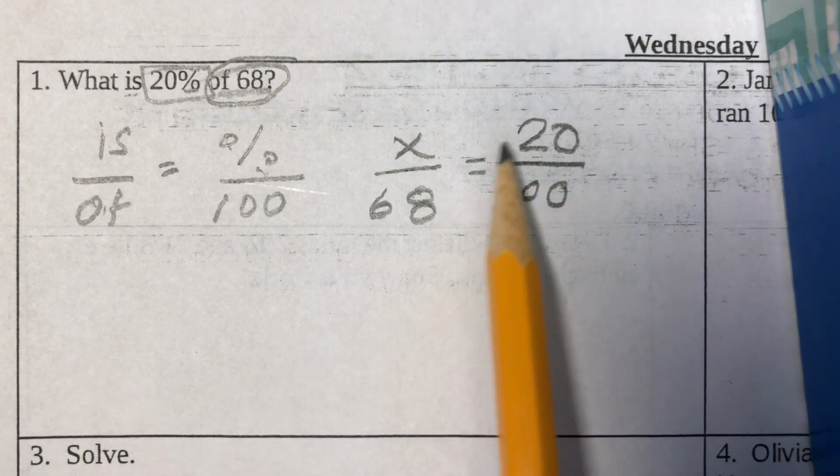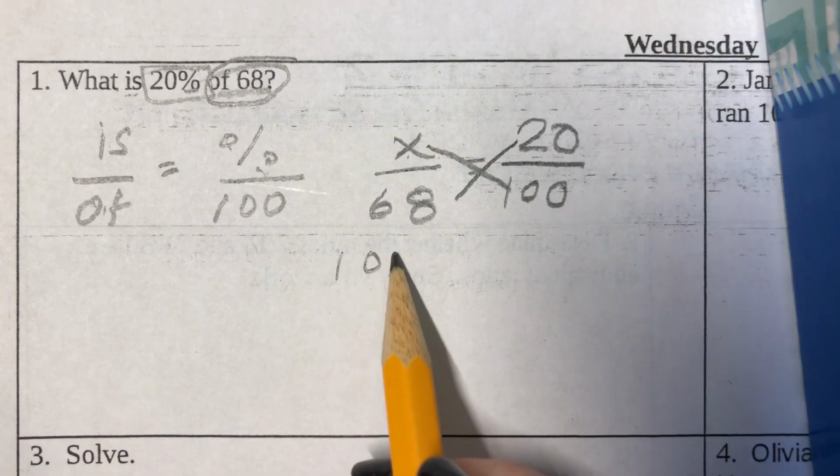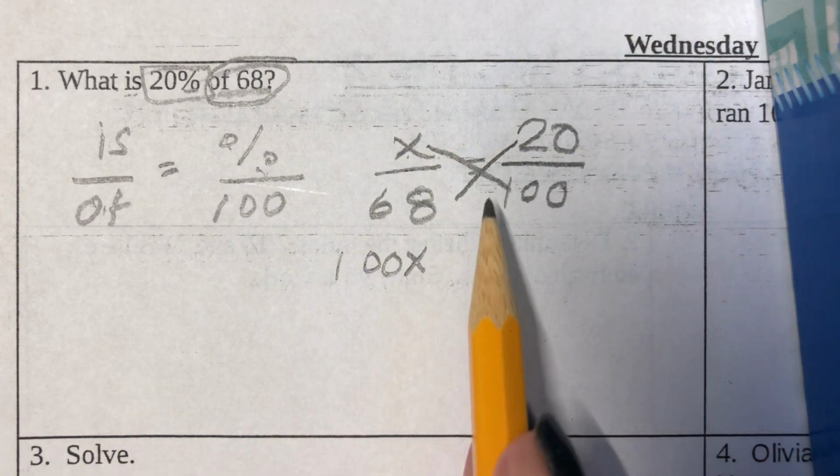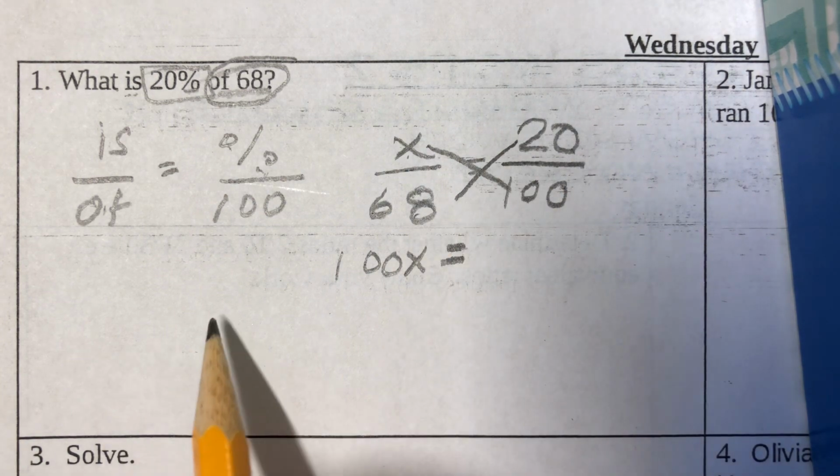So I'm going to go ahead and cross multiply. 100 times X is 100X. And here's the big mistake I see a lot of students making: you need to remember to drop down the equal sign. Okay, and then I'm going to multiply 68 times 20.